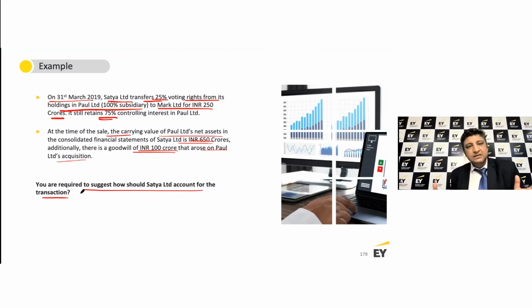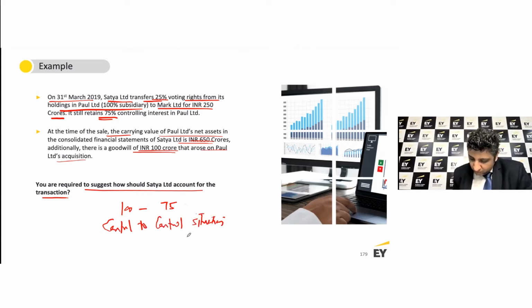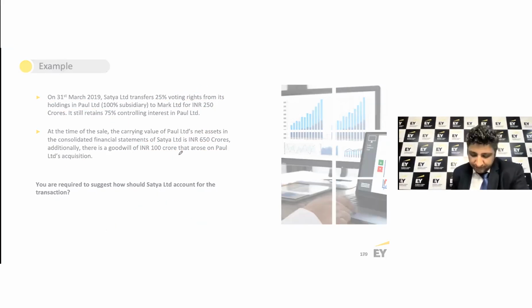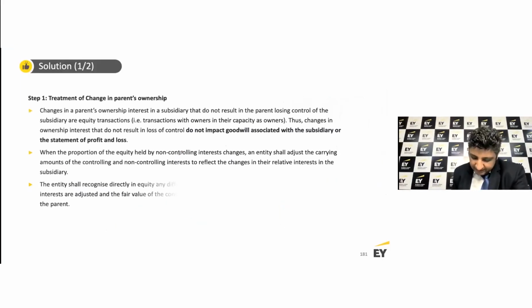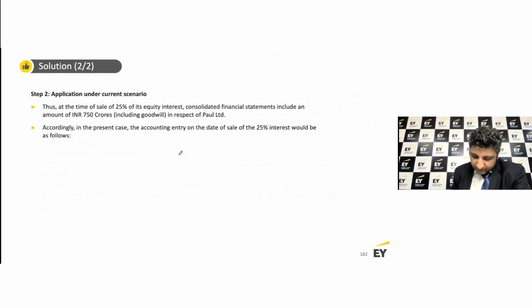Now, this is all similar to what we have done so far, right? We're saying it's from 100 to 75. It's from 100% to 75%, which still talks about a control to control scenario or a control to control situation. Okay. When you look at the realization, talking about 250 crores, when you look at the assets, we are given 650 crores of assets and also a goodwill of 100 crores. We can simply look at this entire calculation as we have done.